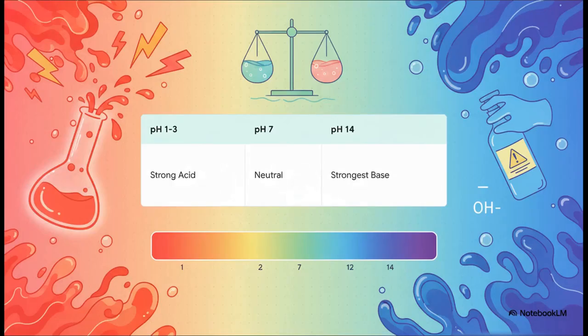Looking at the entire spectrum of acidity and basicity here, notice how it's organized. The scale runs from 1 to 14. An incredibly important rule to remember is that a lower pH actually indicates a stronger acid, which you'll see heavily clustered in that 1 to 3 range. A pH of exactly 7 is perfectly neutral, and as you exceed 7, climbing all the way up to 14, you're getting into the territory of the strongest bases.